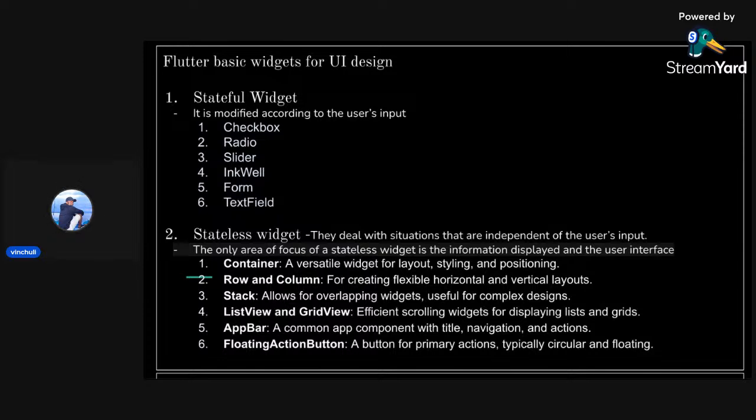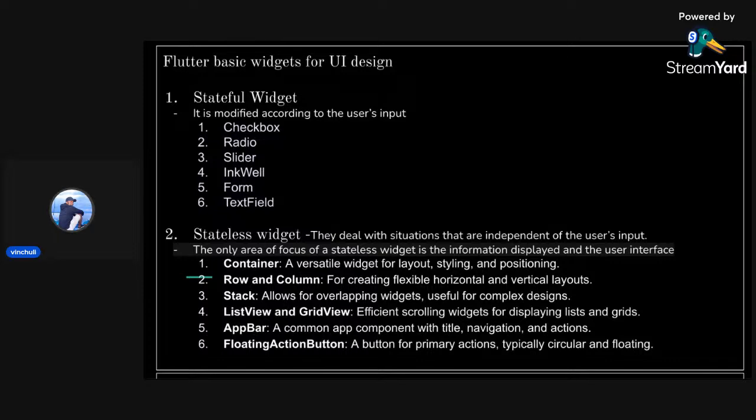Also, we have a list view and a grid view. A list view is used for holding a list of elements, multiple elements. It has the scrolling ability, both the list view and the grid view. The only difference between a list view and a column is that list view has the scrolling ability.